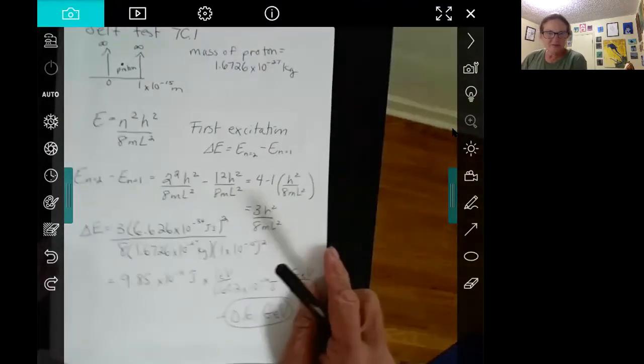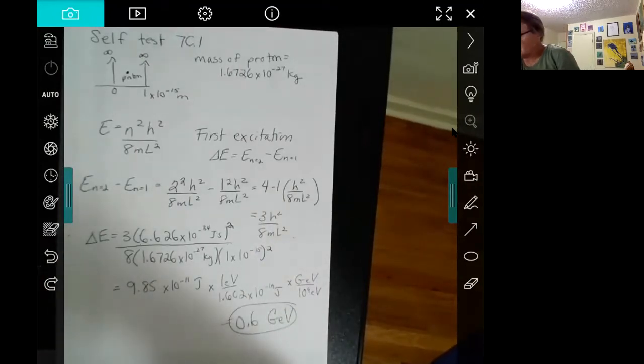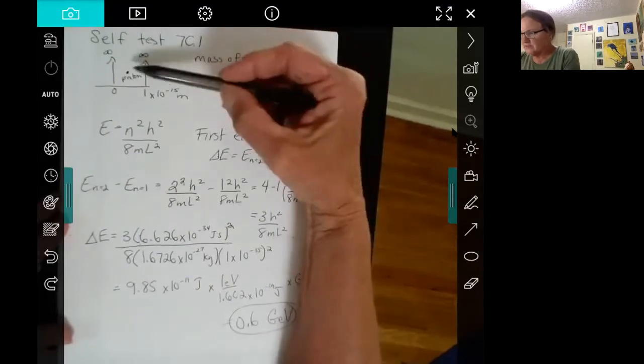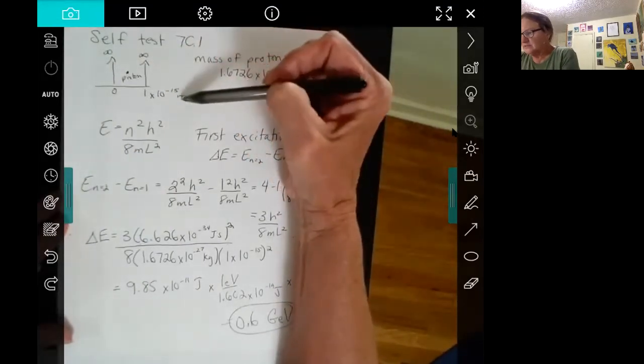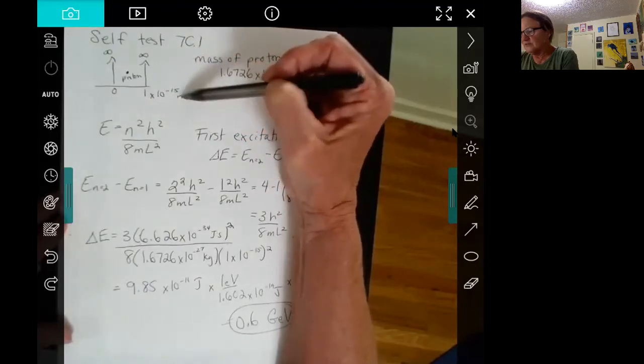This model is not perfect for anything, but there are a few real systems that it's a pretty good model for. So self-test 7C.1, you have a proton caught within a nucleus, and it wants you to calculate the energy of the first excitation. So that would be going from n equals 1 to n equals 2. So we have a proton. It's in a nucleus, which is really small, so it's confined within the region of 1 times 10 to the minus 15 meters and 0.